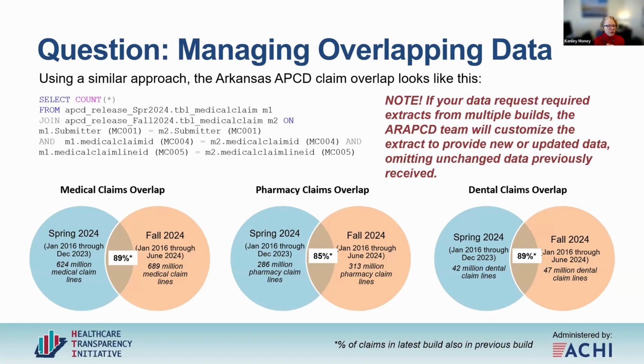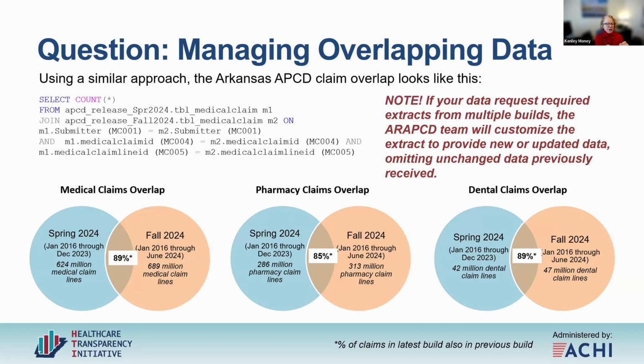If indeed your data request requires extracts from multiple builds, I'm going to stop here in one more tangent and say, sometimes I get a data request that says, give me all the data you have right now, and then give me new data later on. And it's in two parts or three parts. And sometimes there's overlap there too.